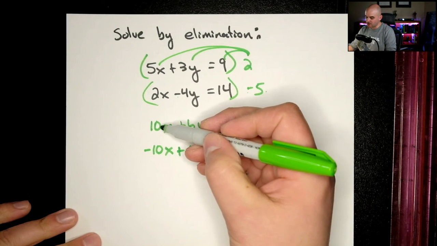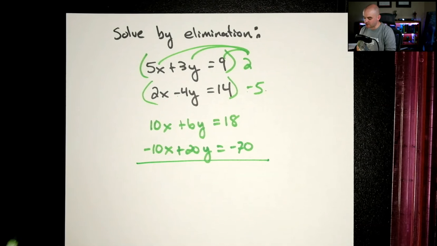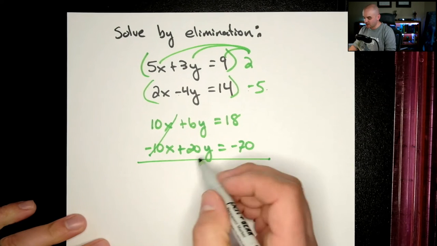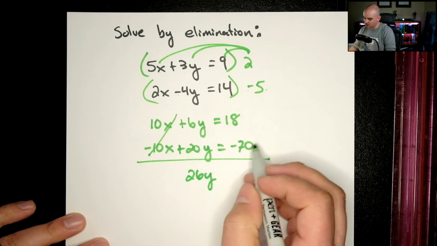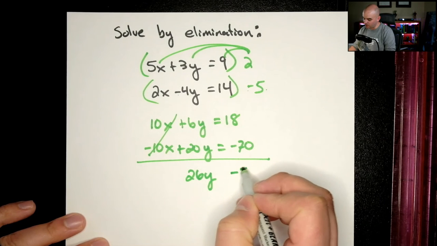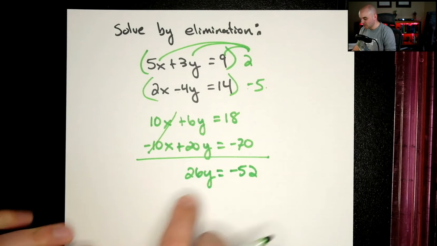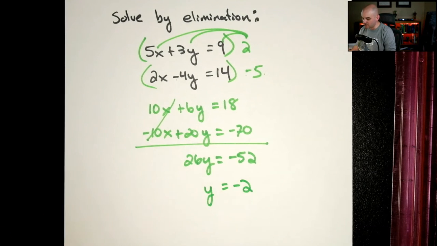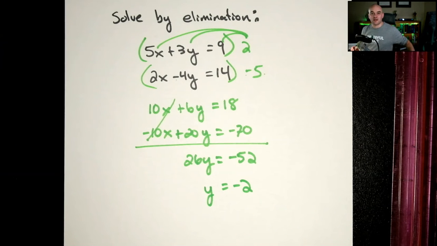Now I've got them so that they are the same number but opposite signs. I can add the two equations up. The x's get eliminated because it becomes 0x. This becomes 26y. And then this right here is going to become negative 52 when you add 18 and negative 70. Dividing both by 26, I'm going to get y is equal to negative 2. Now, we don't want just the y value. We also want the x value.